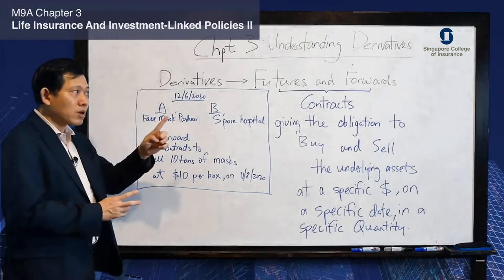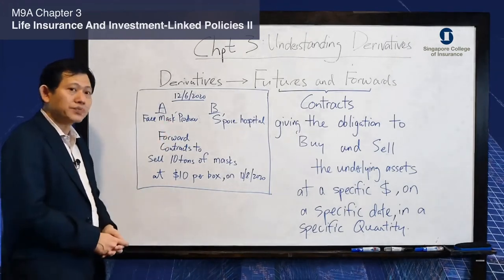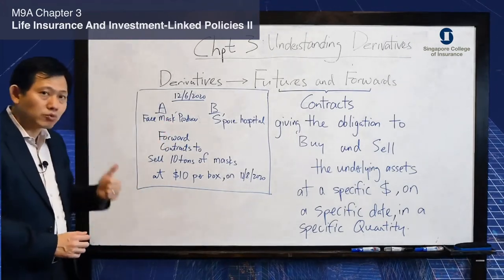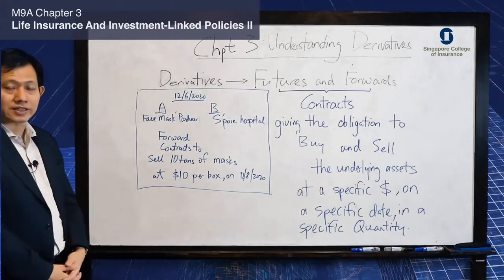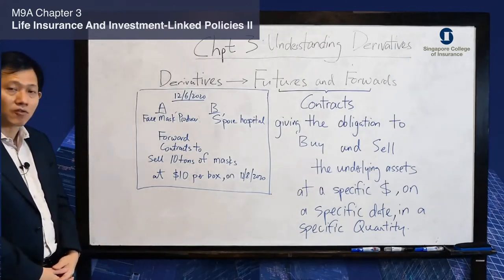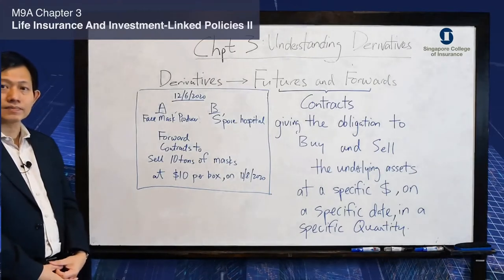Therefore, the forward contract in this situation, what does it do? It removes uncertainty from this particular transaction of buying and selling a specific product at a specific date.